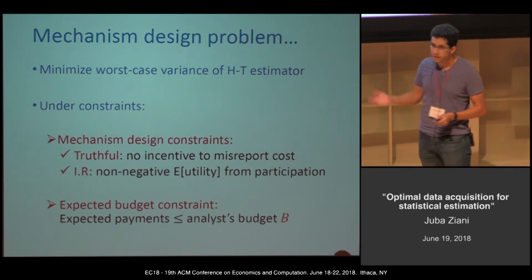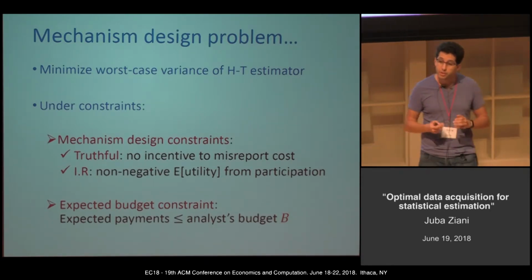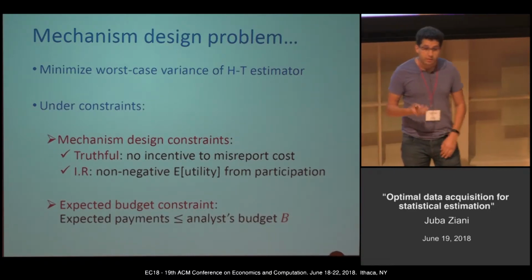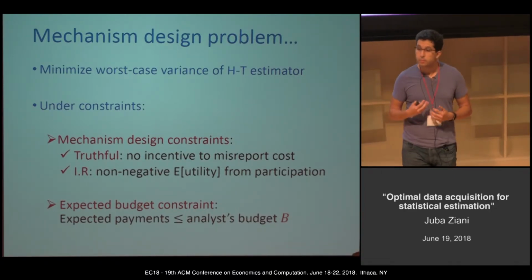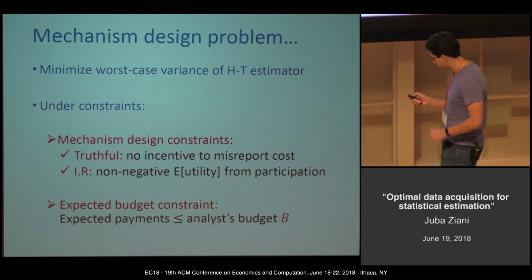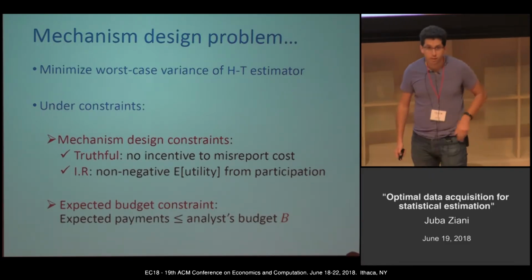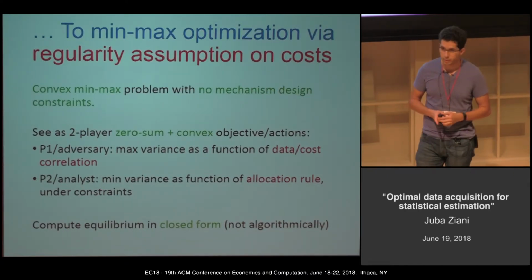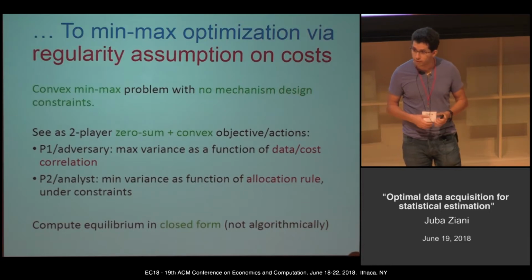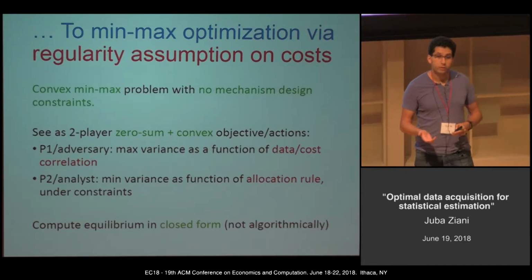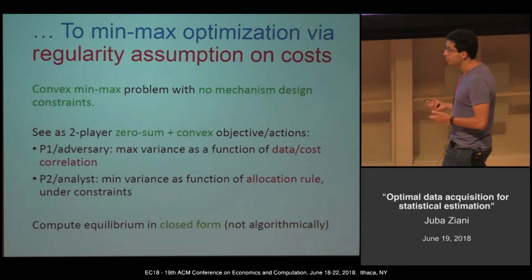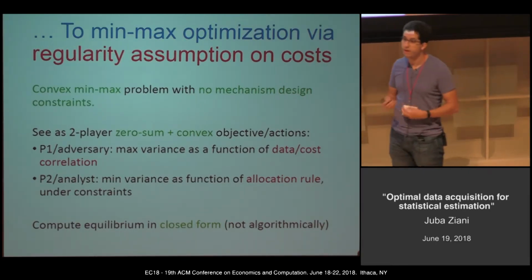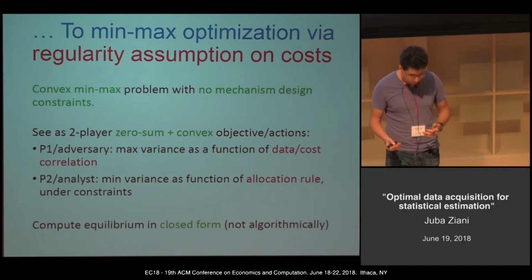The other constraint that I've mentioned several times already is the budget constraint, and we want to make sure that the expected payments of the mechanism to the agents are going to be at most the budget of the analyst. Now, the way we deal with this mechanism design problem is that we make a regularity assumption on the costs. Doing so allows us to reduce our mechanism design problem to a simpler convex min-max optimization problem that does not have any of the mechanism design constraints anymore.